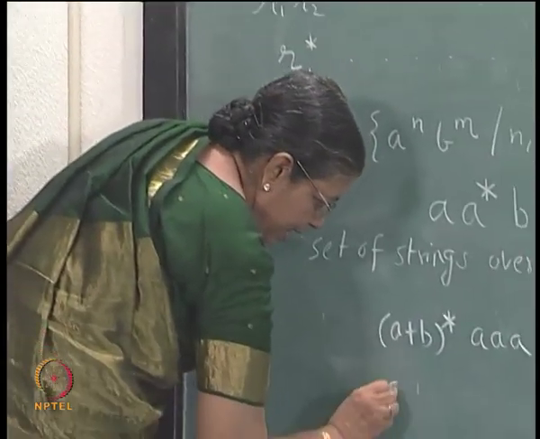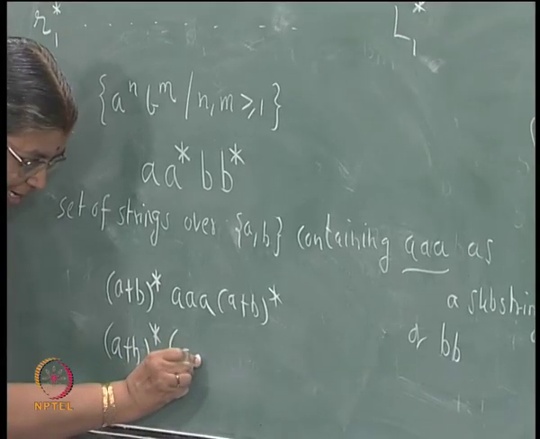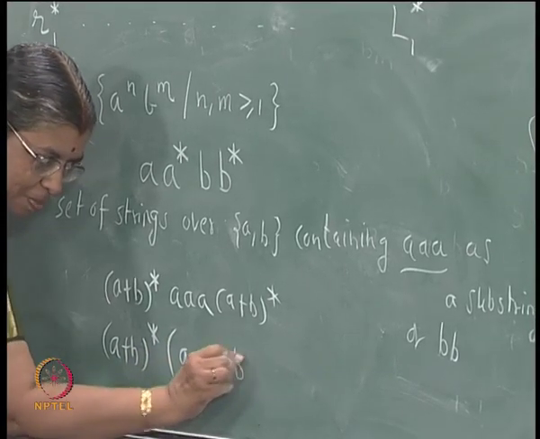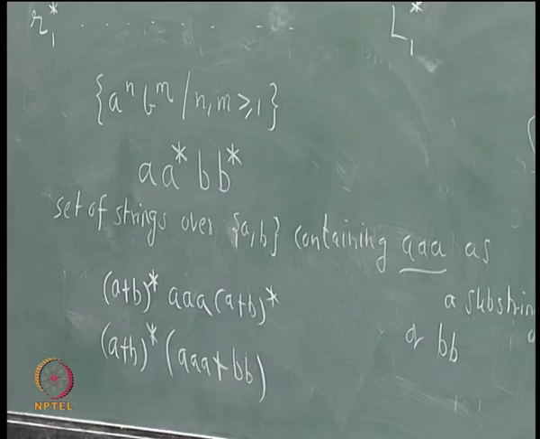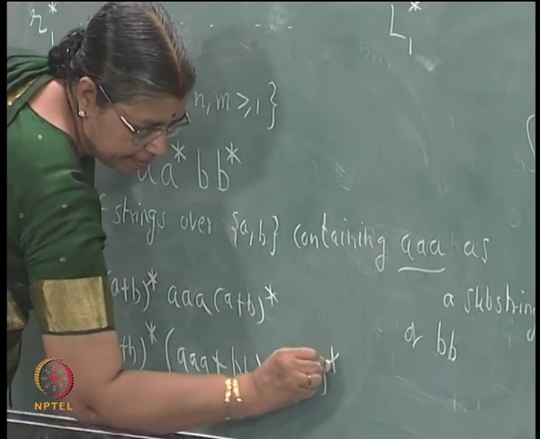What will be the expression? You have anything in the beginning, but in the middle you will have aaa or bb, and then it can be followed by anything.